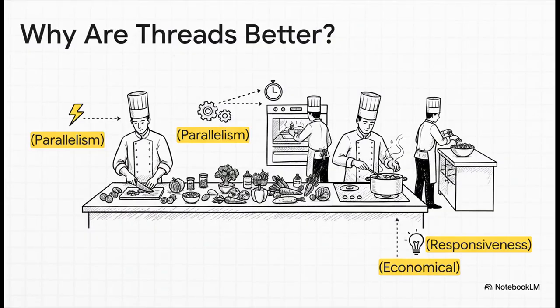So you might be asking, why even bother with all these little steps? Well, because it is unbelievably efficient. It's kind of like having a whole team of cooks in the kitchen. One can be chopping veggies while another one is boiling pasta. That's parallelism, doing different things at the exact same time. And if the oven's busy, a cook doesn't just stand around waiting. Nope, they can start prepping a salad, which makes the whole kitchen feel way more responsive. And the best part? They all share the same kitchen and ingredients, which is way cheaper than building a brand new kitchen for every single dish.